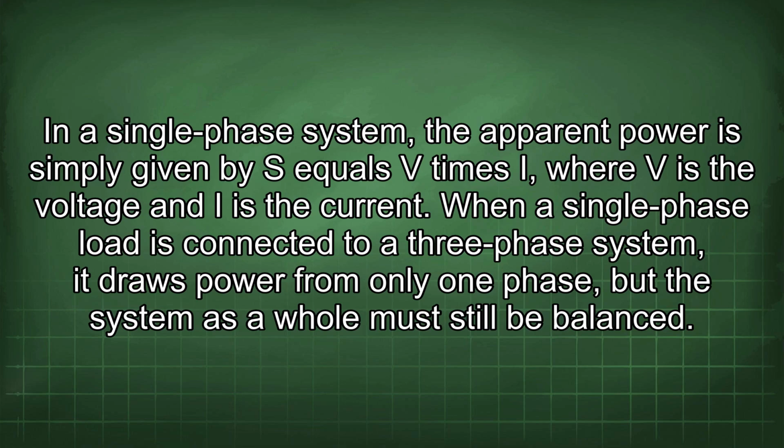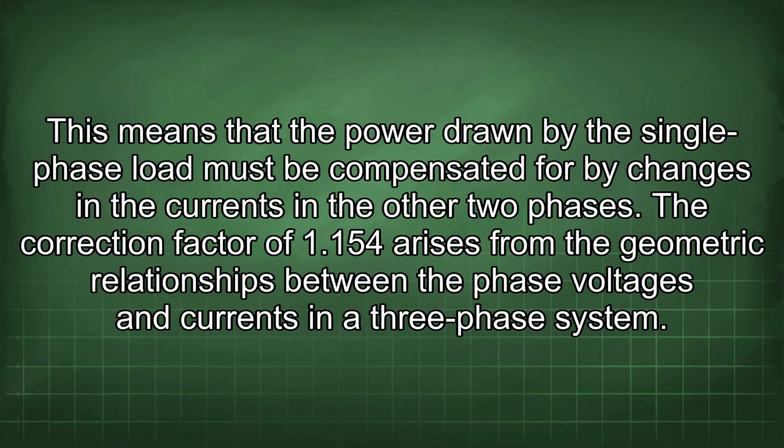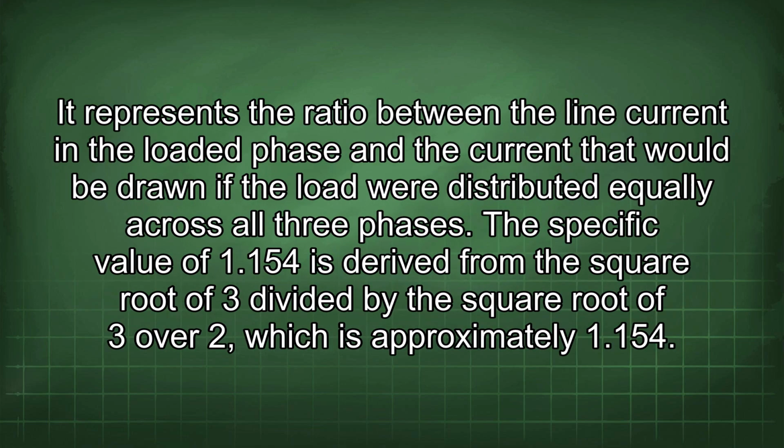When a single-phase load is connected to a three-phase system, it draws power from only one phase, but the system as a whole must still be balanced. This means that the power drawn by the single-phase load must be compensated for by changes in the currents in the other two phases. The correction factor of 1.154 arises from the geometric relationships between the phase voltages and currents in a three-phase system. It represents the ratio between the line current in a loaded phase and the current that would be drawn if the load were distributed equally across all three phases.